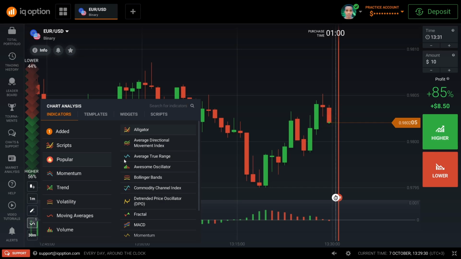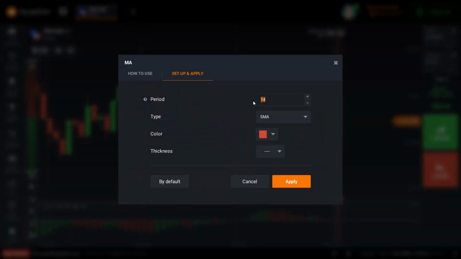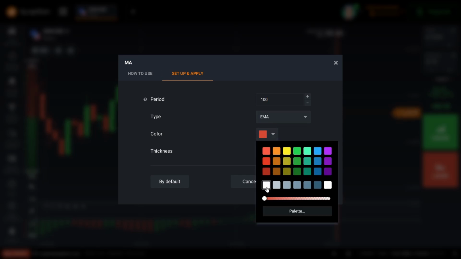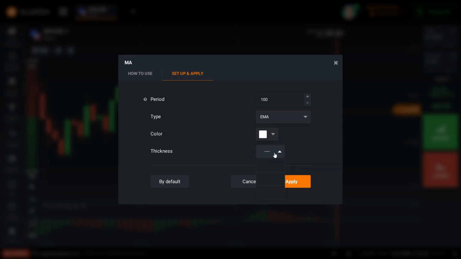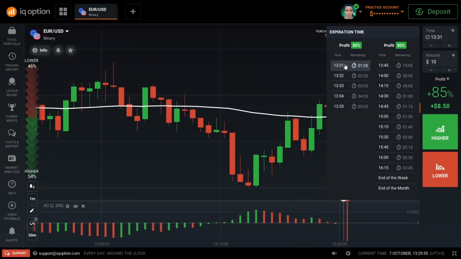Another indicator, I want to use a popular indicator, that is moving average. Period, I want to use 100. And type, I want to use exponential moving average, that in other words we call EMA. Color, I want to use white. And the thickness, I want to increase thickness in order to increase clarity. Here time period, I want to use 1 minute.